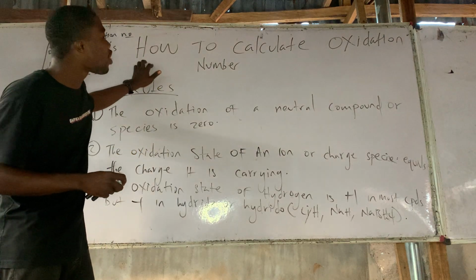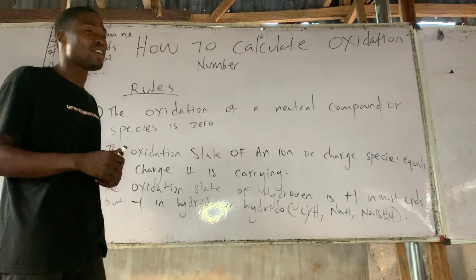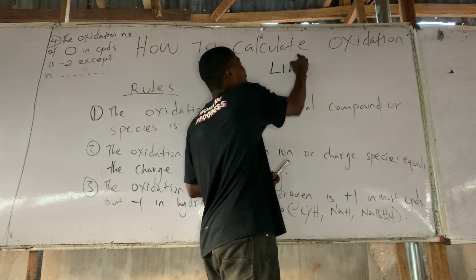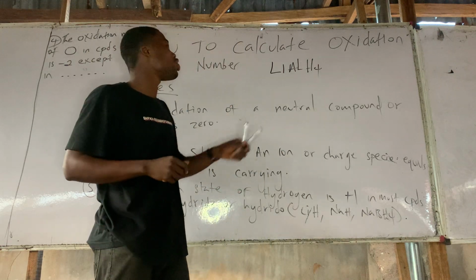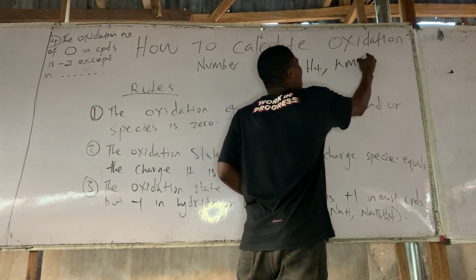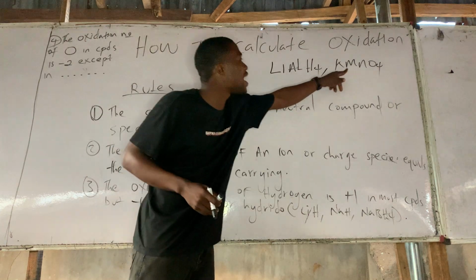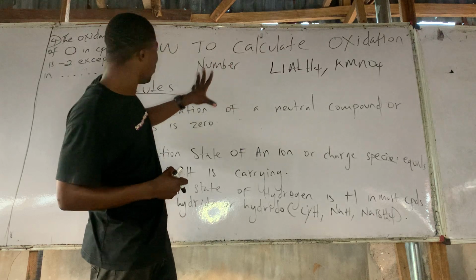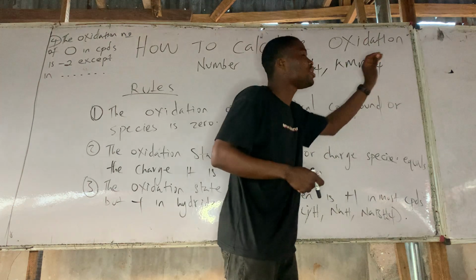Now, how to calculate oxidation number? Before you calculate the oxidation number of any element or any species, let's say we have LiAlH4. Now, we want to calculate the oxidation state of aluminium, or in a case where I have a very popular KMnO4, I want to calculate the oxidation state of manganese. How does this go? There are some basic rules we are going to follow in order to get the oxidation number of any of the elements in this compound.